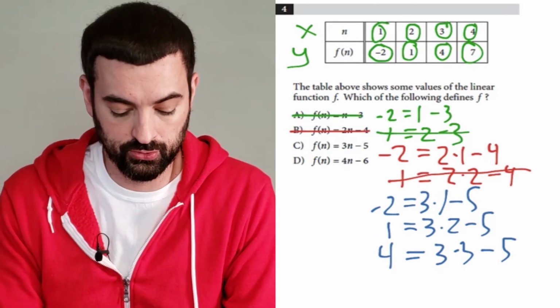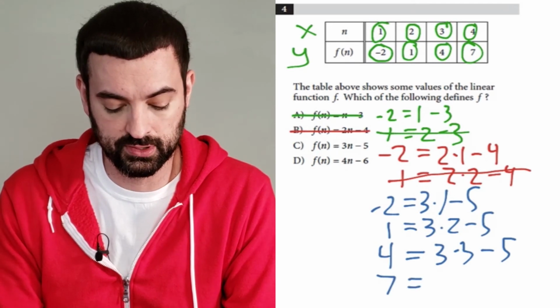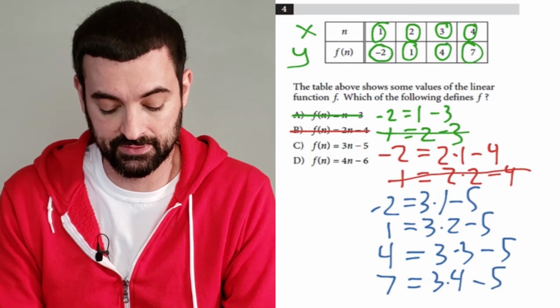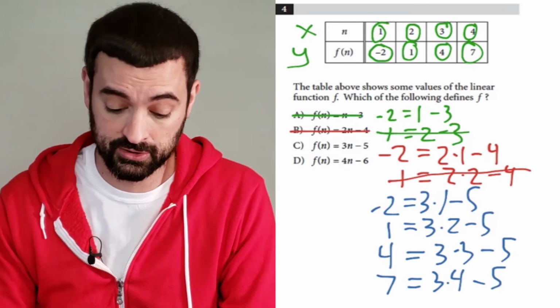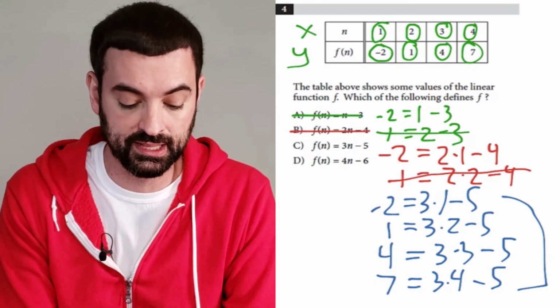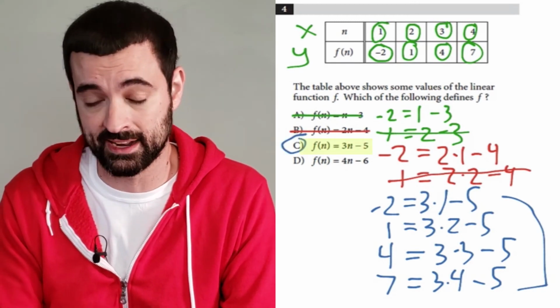Is it true that 7 equals 3 times 4 minus 5? 3 times 4 is 12. 12 minus 5 is 7. All 4 of those do the work that we need them to, so C is our answer.